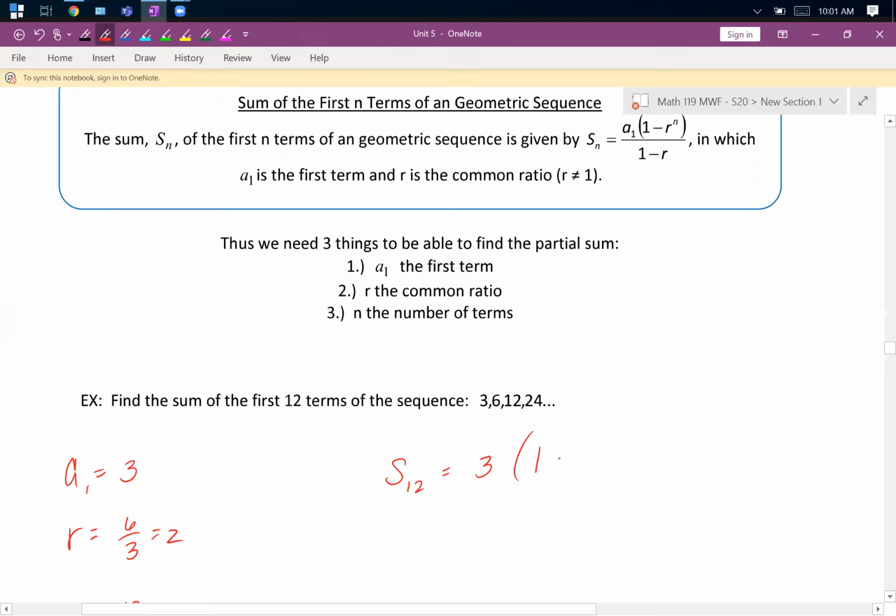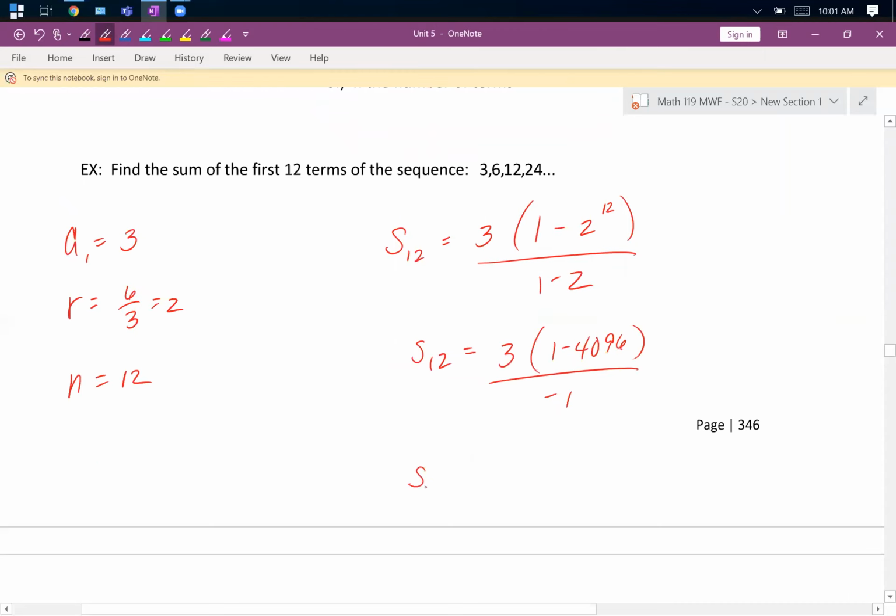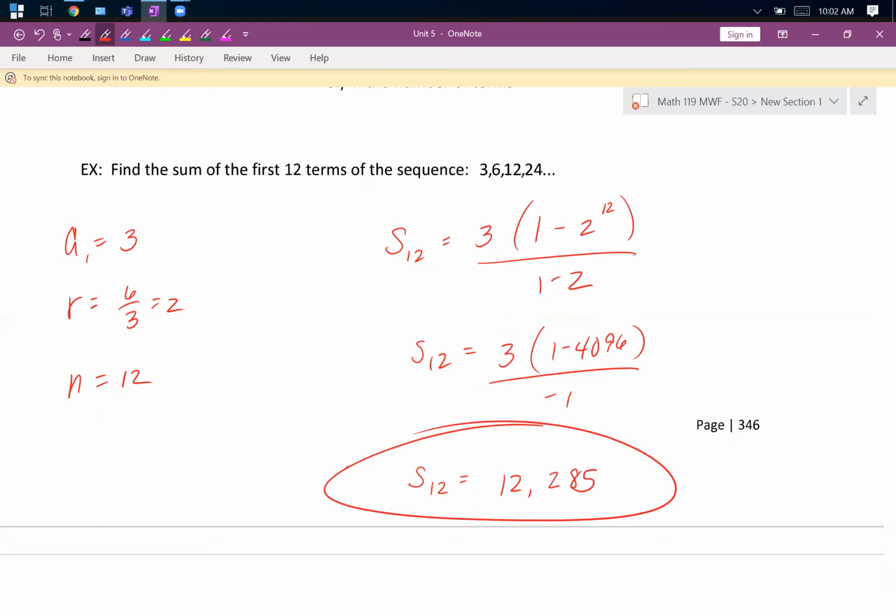All right, so 3 times 1 minus 2 to the 12th over 1 minus 2. So this becomes 3 times 1 minus 4,096 over negative 1, for a partial sum of 12,285. And I know that number seems crazy huge since our sequence was these relatively small numbers.